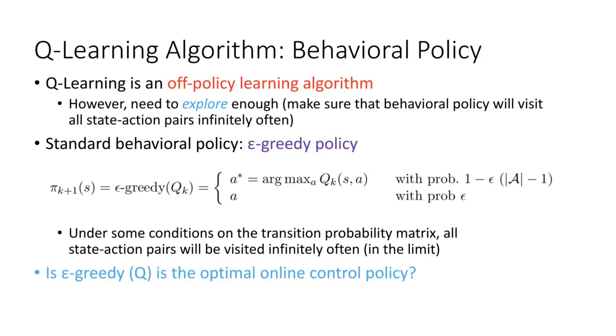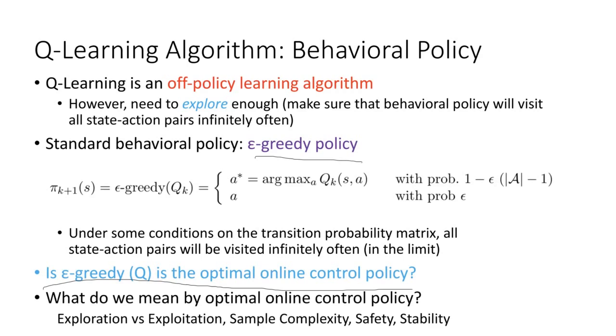Now, we just proposed one behavioral policy, the epsilon greedy behavioral policy. Is this the best behavioral policy that you can take? Is this the optimal online control policy?